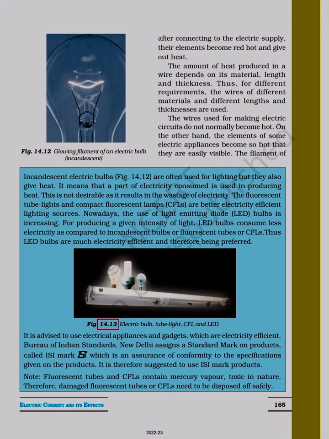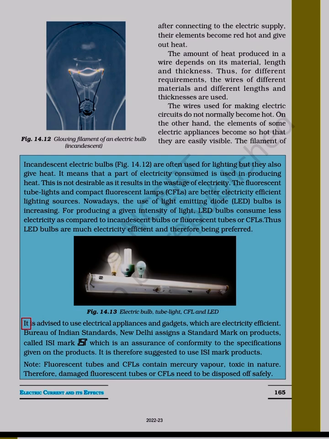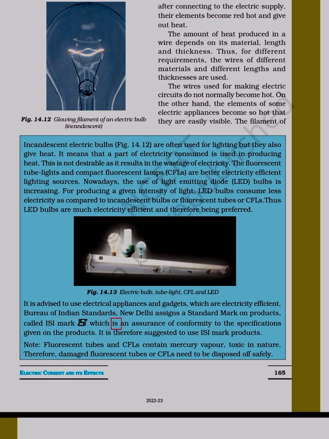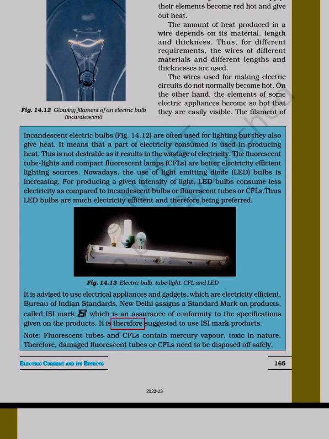Figure 14.13: Electric bulb, tube light, CFL and LED. It is advised to use electrical appliances and gadgets which are electricity efficient. Bureau of Indian Standards, New Delhi assigns a standard mark on products, called the ISI mark, which is an assurance of conformity to the specifications given on the products. It is therefore suggested to use ISI mark products.